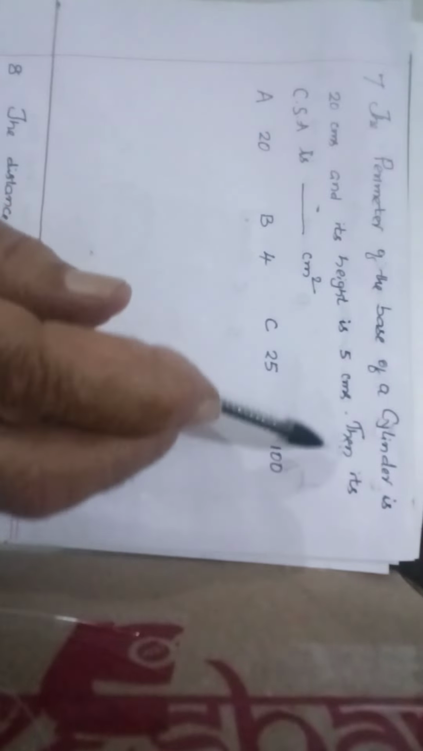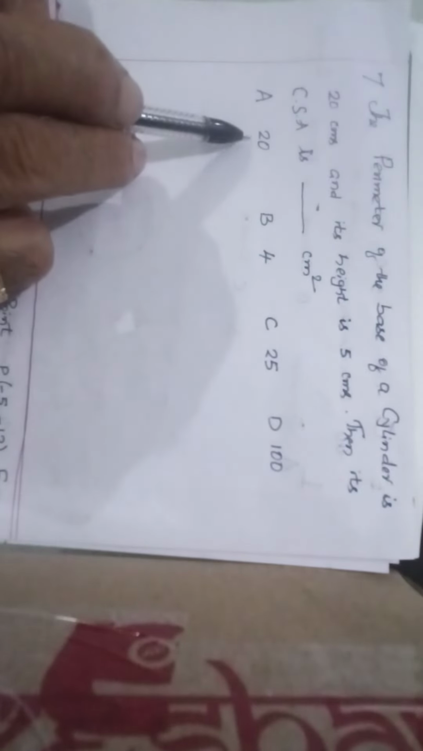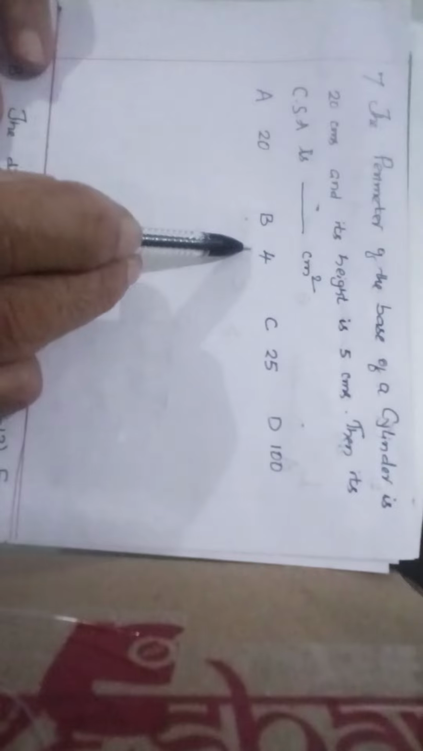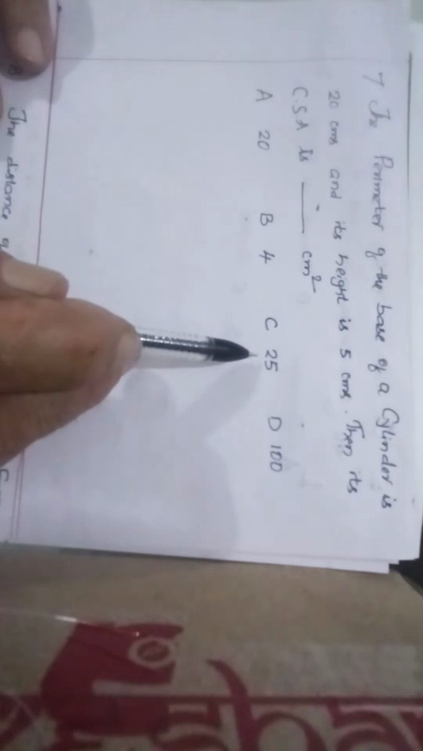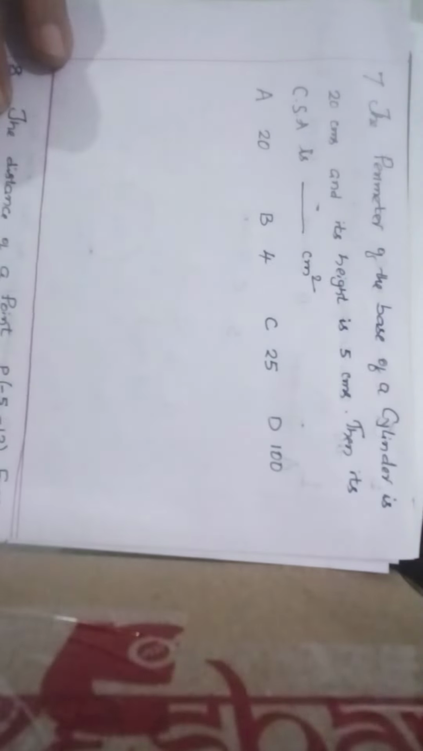Seventh one, the perimeter of the base of a cylinder is 20 centimeter and its height is 5 centimeter. Then its CSA, curved surface area of the cylinder, is dash centimeter square. Option A 20 centimeter square. Option B 4 centimeter square. Option C 25 centimeter square. Option D 100 centimeter square.